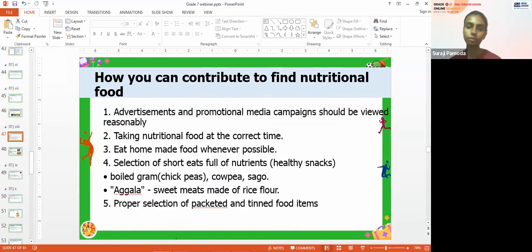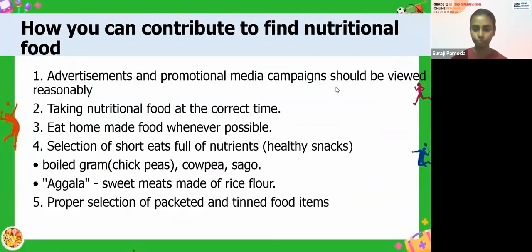Look at this one. Here I have mentioned some of the things that you can use to know whether you are taking nutritional food, right? Advertisements and promotional media campaigns should be viewed reasonably, right? There are many advertisements related to food items on television and social media. You should not always believe them, right? So you should view them reasonably.